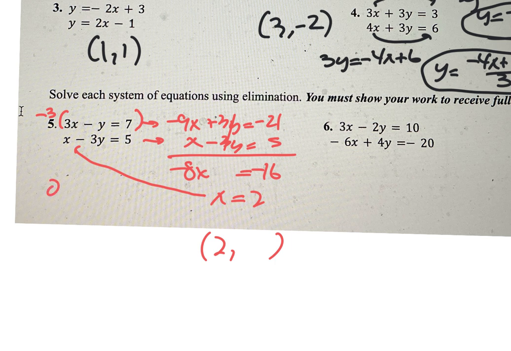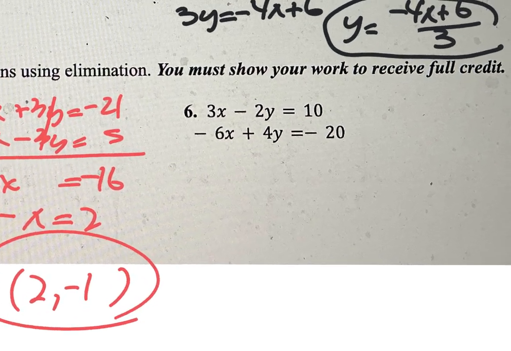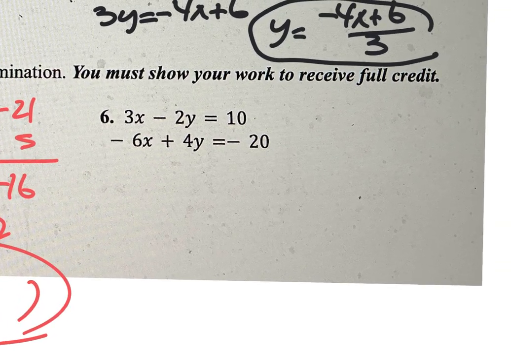It looks pretty simple. Plug the 2 in for that x, minus 3y is 5. Let's move that 2 over. If I move that 2 over there, it becomes 3. So if I divide by negative 3, y is negative 1. So there's number 5.